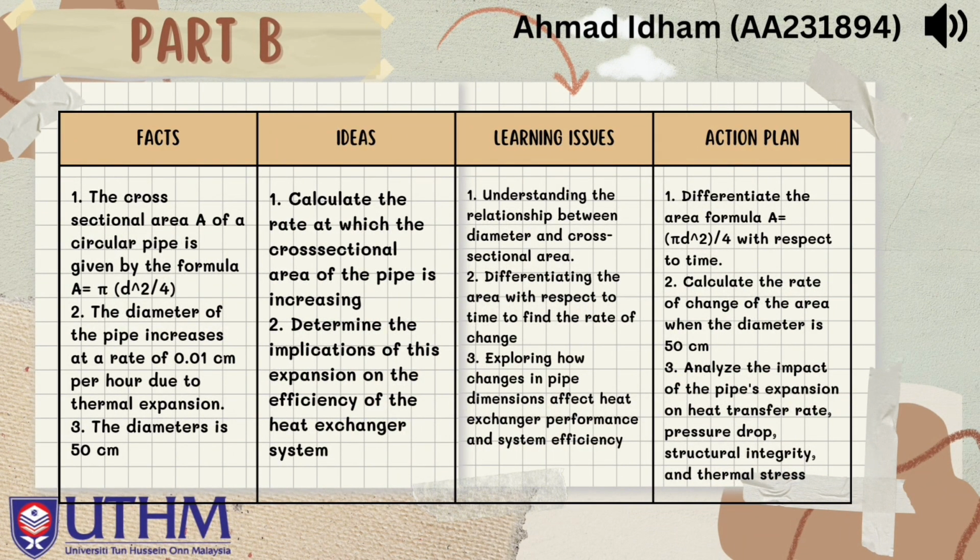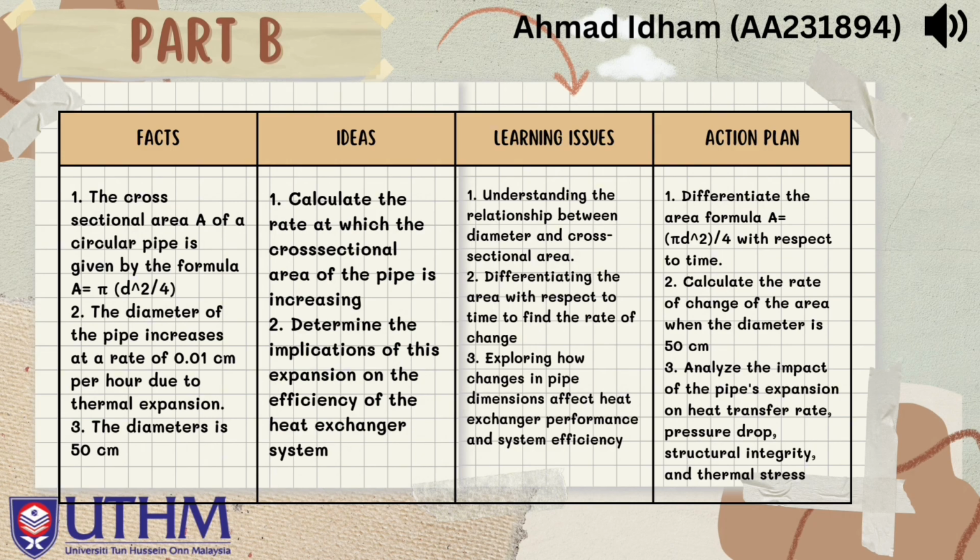Facts. The cross-sectional area A of a circular pipe is given by the formula A equals pi d squared over 4. Number 2. The diameter of the pipe increases at a rate of 0.01 cm per hour due to thermal expansion. Number 3. The diameter is 50 centimeters. Ideas. Number 1. Calculate the rate at which the cross-sectional area of the pipe is increasing. Number 2. Determine the implications of this expansion on the efficiency of the heat exchanger system.